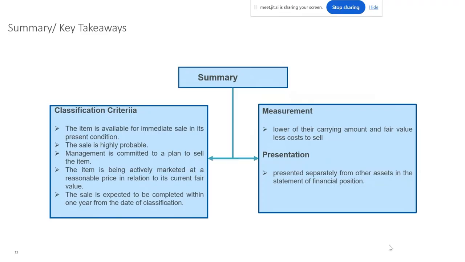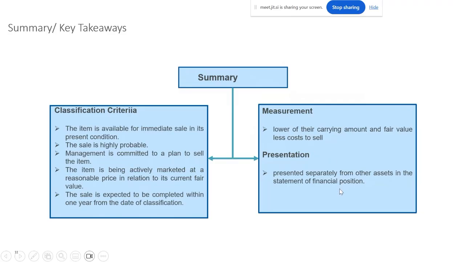Once the sales cannot be completed within 1 year, you take it back to non-current assets, except in certain conditions. If the delay is out of your own control, caused by something that is out of your control, or you have evidence to show that you wanted to sell the asset but you were unable to sell it, that is when you still classify it as held for sales. Otherwise, take it back. Then under measurement, we say lower of carrying amount or fair value, less cost to sell.